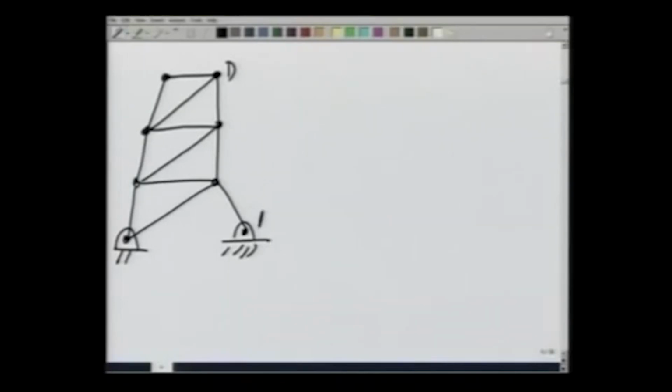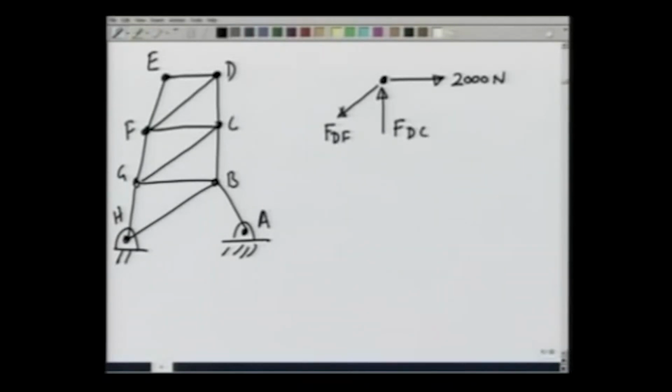Point D, A, B, C, D, E, F, G, H. At point D, FED is 0 and there is only one load, 2000 newtons. There would be a force FDF and a vertical force, and again in anticipation I am making it like this, FDC. There are two unknowns and both of these I can determine.